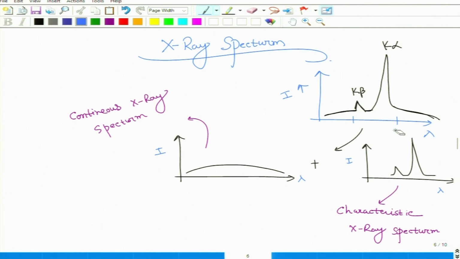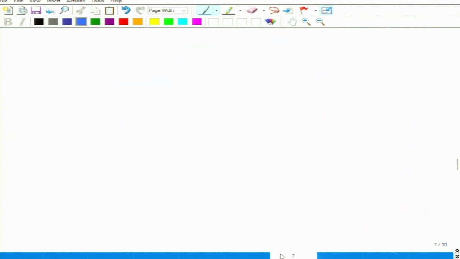So we have to explain this, right? First, what is the reason behind the continuous X-ray spectrum? When the electron is bombarding a metal surface, what will happen? We have to understand that first, then it will be very easy. Let's take a metal surface. On this metal surface, an electron is going to collide.